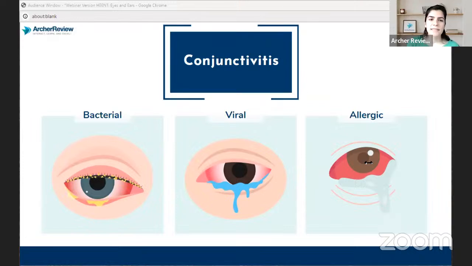So what are some things that you're going to do? What's the treatment for bacterial versus viral conjunctivitis? Go ahead and put that in the chat for me. How are you going to treat that bacterial conjunctivitis, and how are you going to treat that viral conjunctivitis?